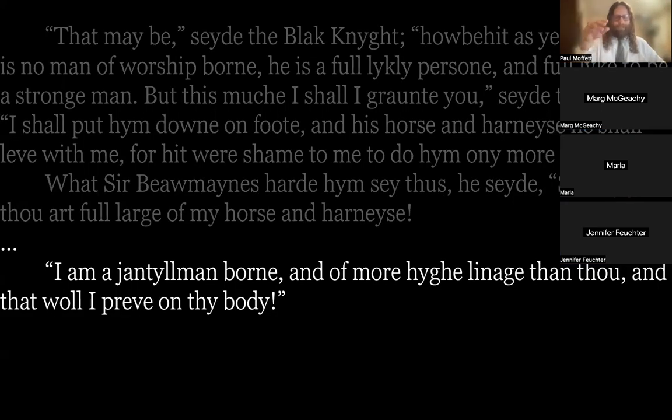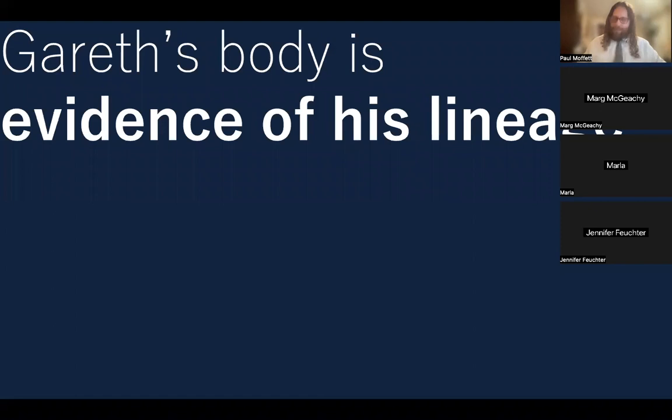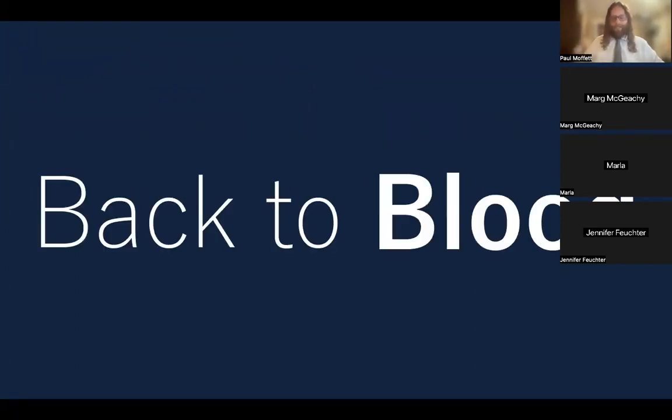And later, Gareth says to the Black Knight, I'm of higher lineage than you and I'll prove it on your body. Let's have a fight. If I win, it'll prove I'm a gentleman born, because his body, that's evidence of his strength, is also evidence of his lineage, which is back to blood. His identity is tied to his family, is tied to his blood, and that's proven in his body, and that's how the things that he does prove who he is, not so much the things he does create who he is.